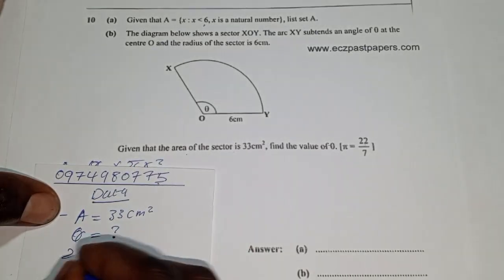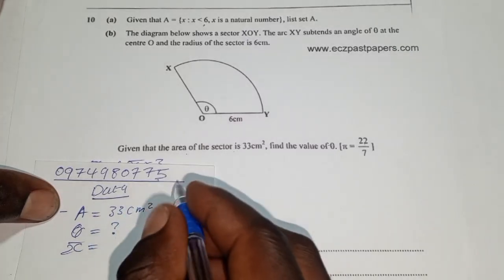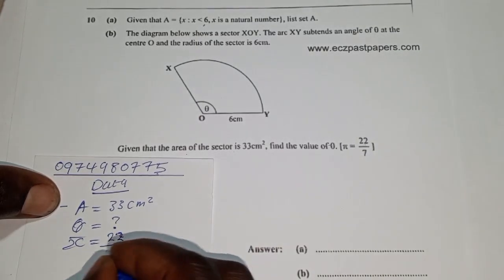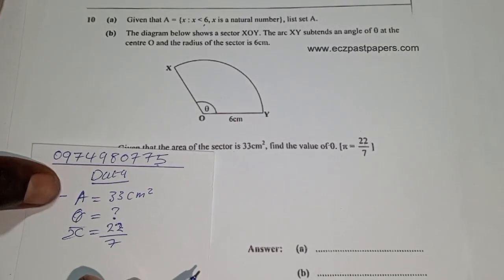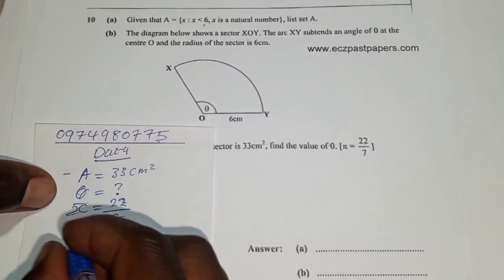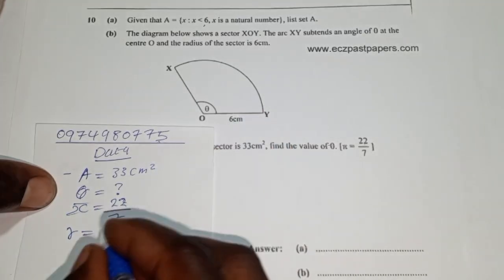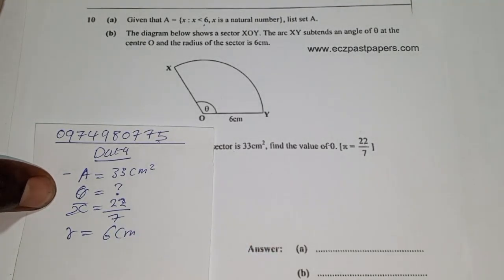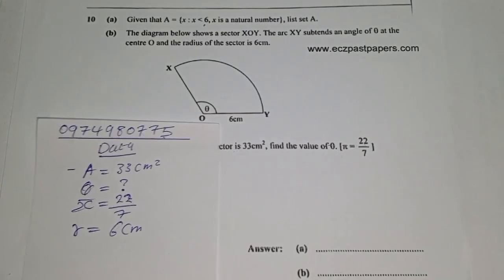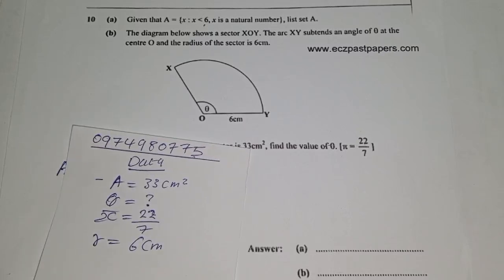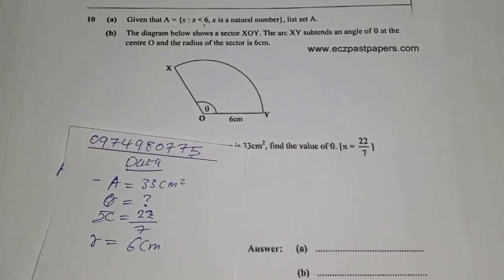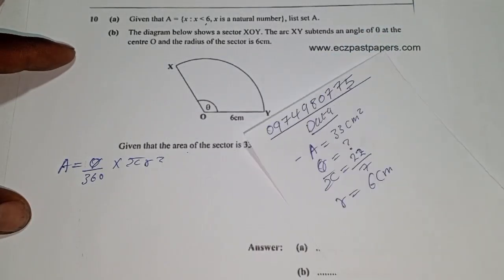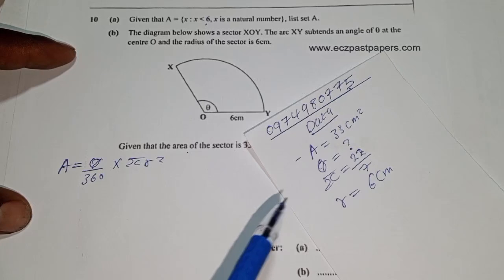What else? We need the pi. Based on the question here, we have been told to take pi to be equal to 22/7. In case you are not given, you just have to understand that pi is a constant. Then we also need the radius. The radius we are given as 6 centimeters. So as you can see, we already have the values that we need. Now let's replace these values in the formula and see what we are going to calculate.